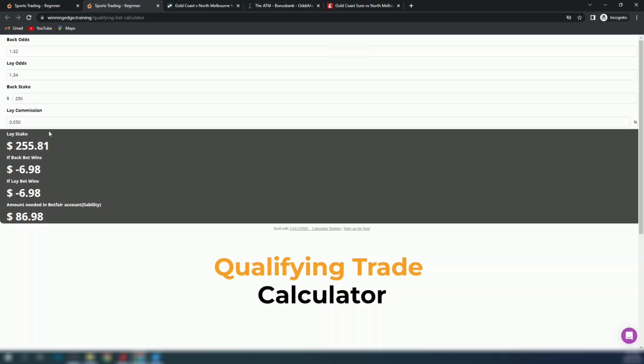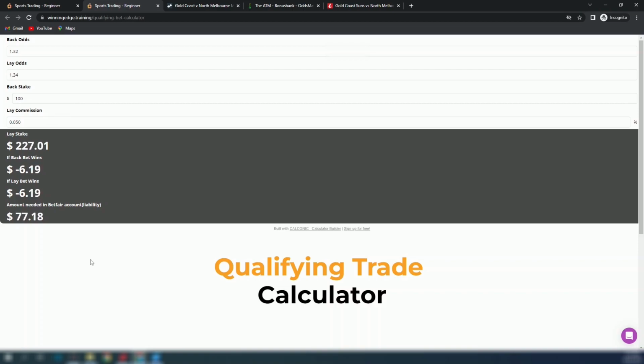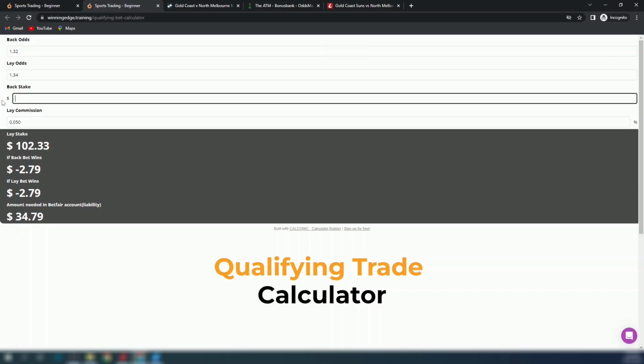Now, if you want to put those odds into the calculator and double check that the odds that you have are creating a percentage loss that is still greater than 5%, you can just go up to the back stake there, and instead of writing 250, write 100. And if you do a $100 stake, the output of if back bet wins and if lay bet wins is going to show you your percentage loss.